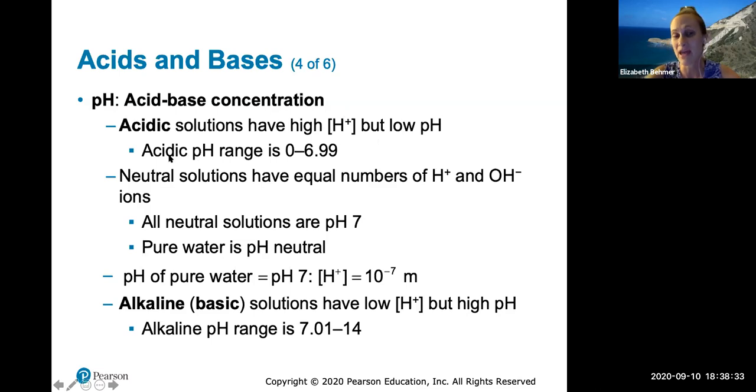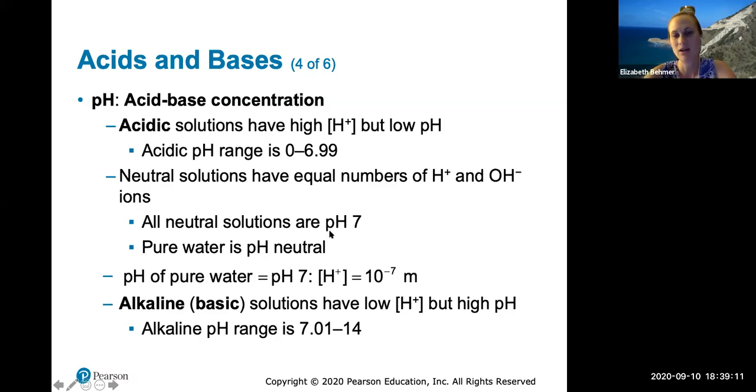So acidic pH ranges are anything from 0 to 6.99. Neutral solutions have equal numbers of hydrogen and hydroxyl ions, and all neutral solutions have a pH of 7. Pure water is always pH neutral. Now, keep in mind that's extremely pure water. If something is added to it, it could be a little basic or acidic depending on what is added. A pH of 7 has a hydrogen ion concentration of 10 to the negative 7 moles. You don't really need to know that.